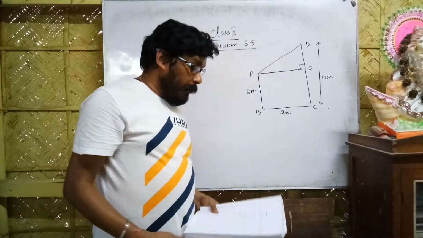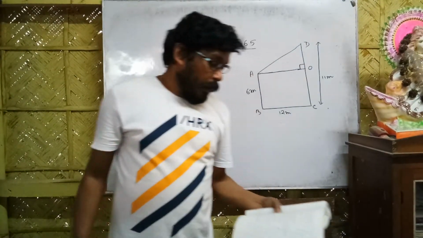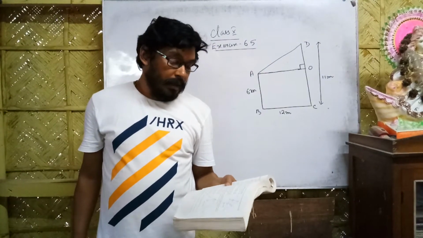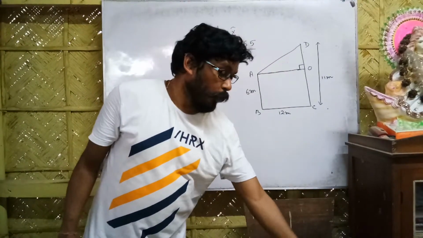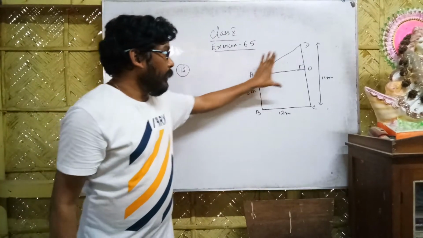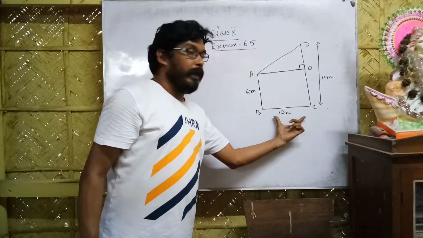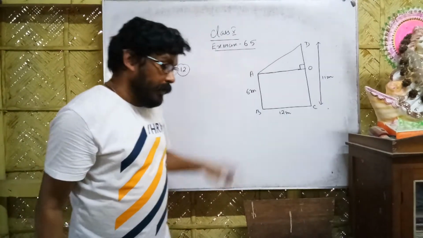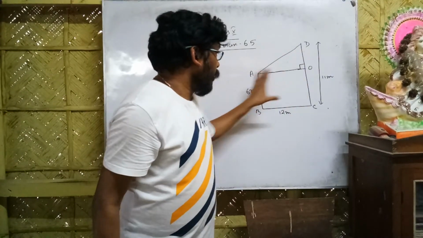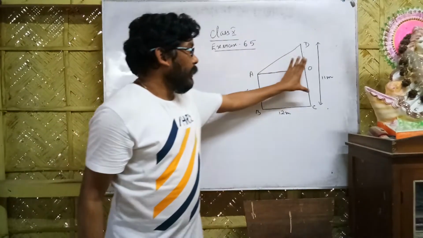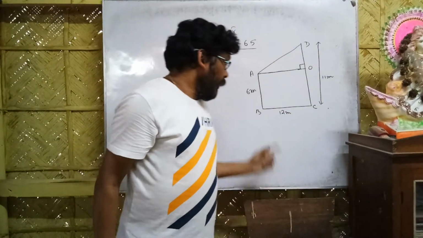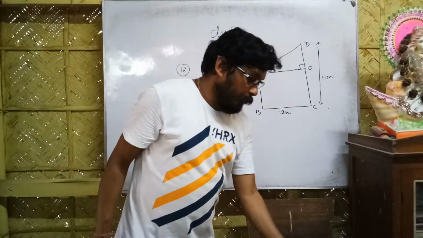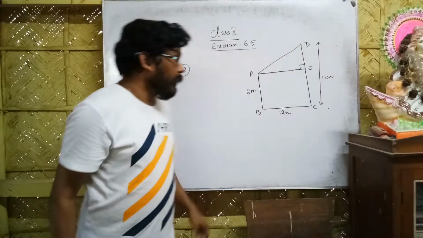Now in question number 12, see what is said. Two poles of height 6 meter and 11 meter stand on the plane ground. Here there are two poles, one is AB and one is DC. Both of them are standing on BC. Height of AB is given 6 meter. I have taken AB as 6 meter, DC as 11 meter. Distance between the two poles is 12 meter. What you have to find out? Find the distance between their tops, means AD.